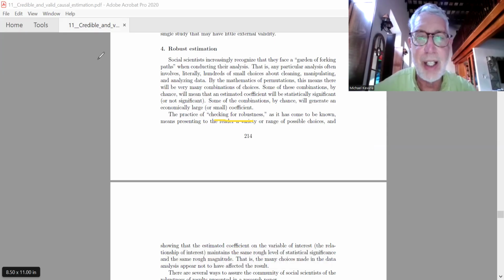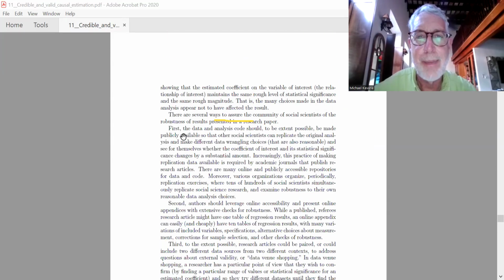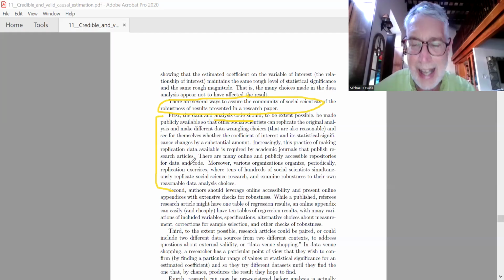And there's a variety of ways to assure the community of social scientists that your research papers are indeed robust. And so I wanted to just cover these little sections here to make sure that you read it. So there's four ways that we talk about in the book to enhance the credibility of your regression result.